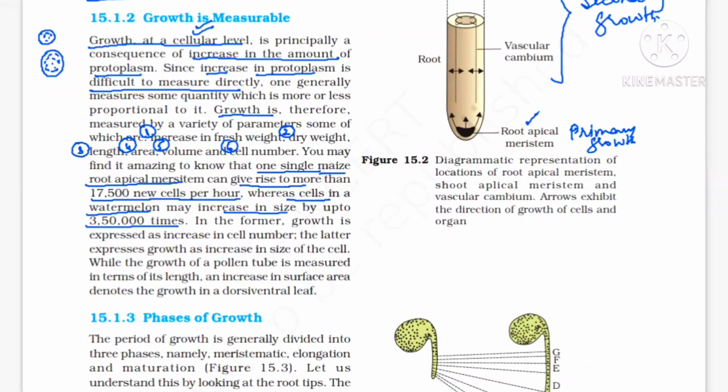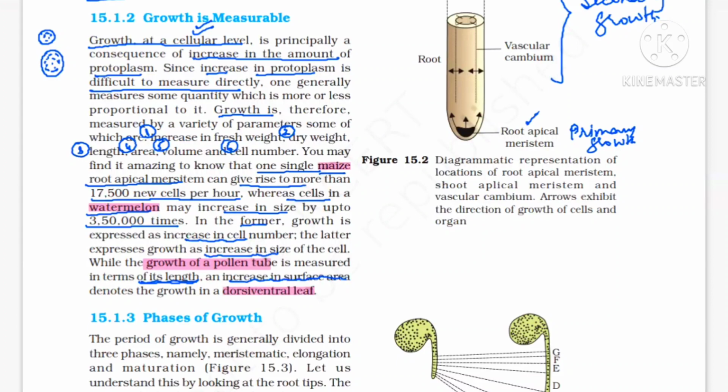So in the first case, the maize, it was an increase in number, but in the case of the watermelon, it was an increase in size. Growth in the former case is an increase in number, and in the second case, an increase in size. Is it clear? Now another example, the pollen tube. We say the pollen tube is growing because of the increase in length. And the dorsiventral leaf also grows, by increasing surface area.